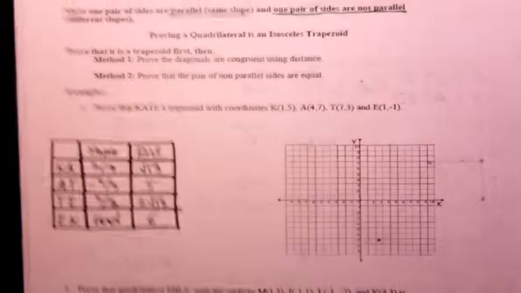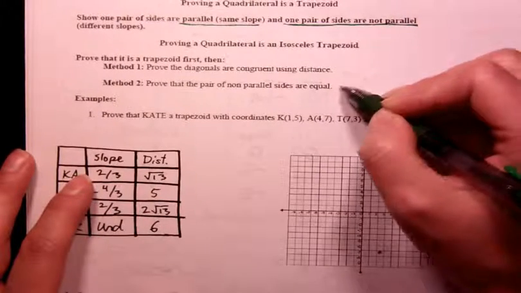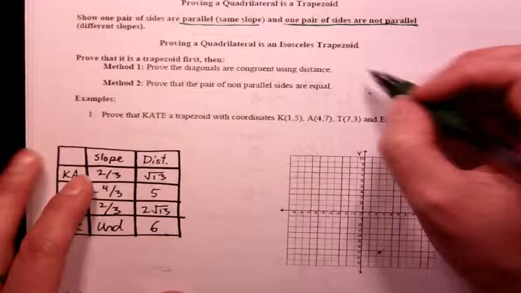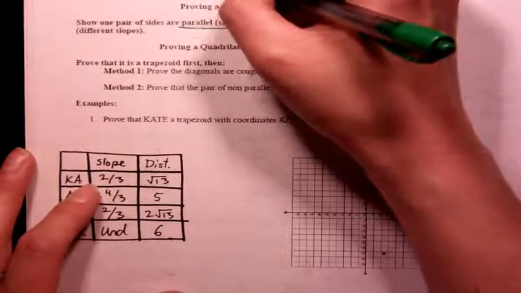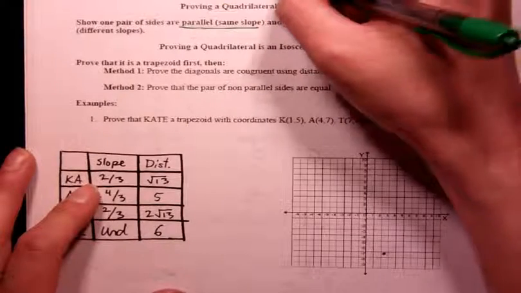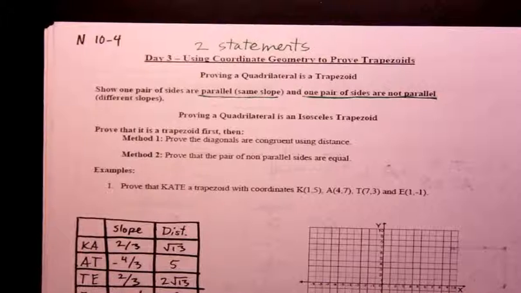And then when it's a trapezoid, you always have to prove, is it isosceles or not? So we'll always have two statements for trapezoids, just depending on whether we have to say, is it isosceles or not. So would you write at the top of your page two statements for trapezoids?